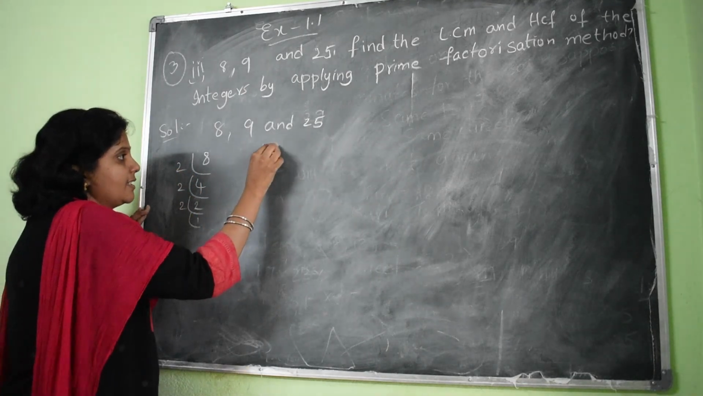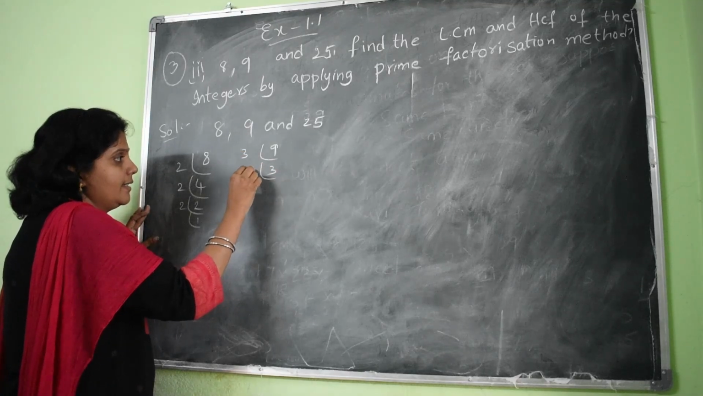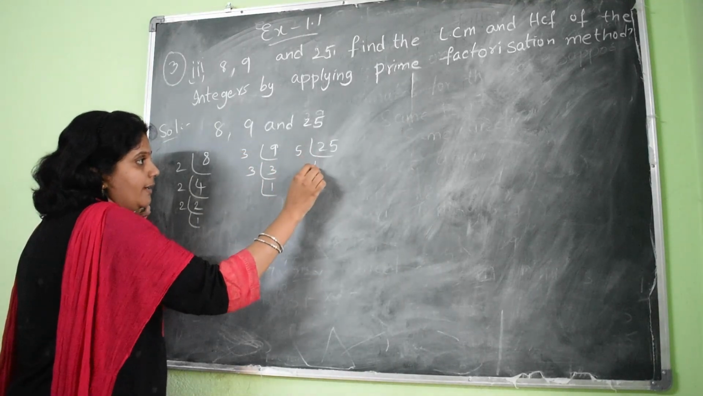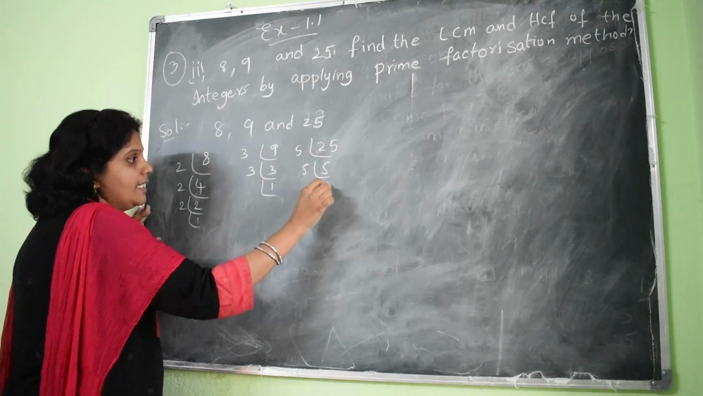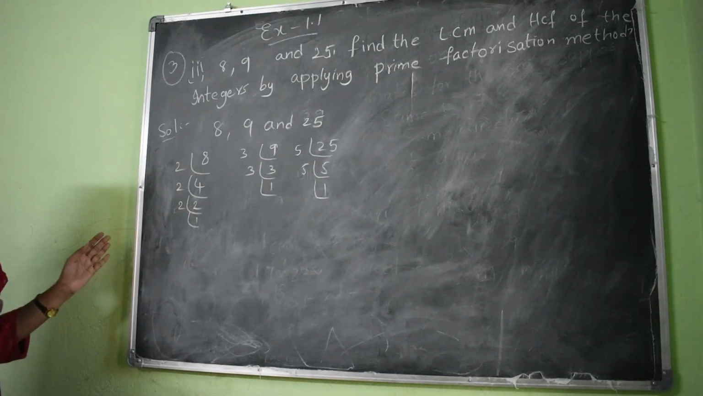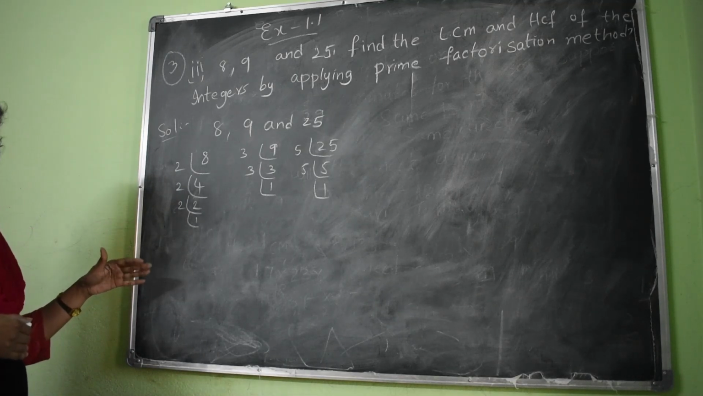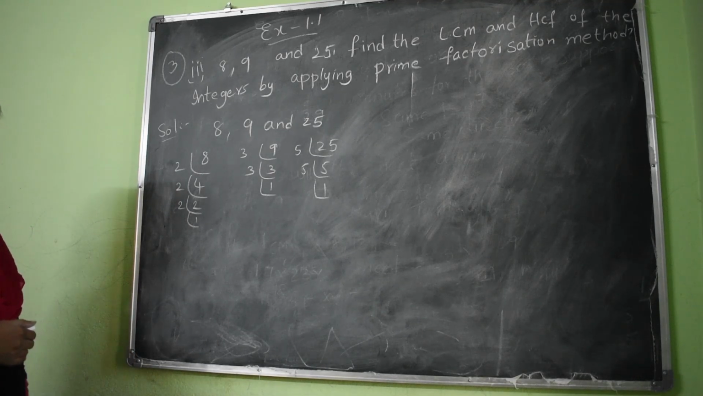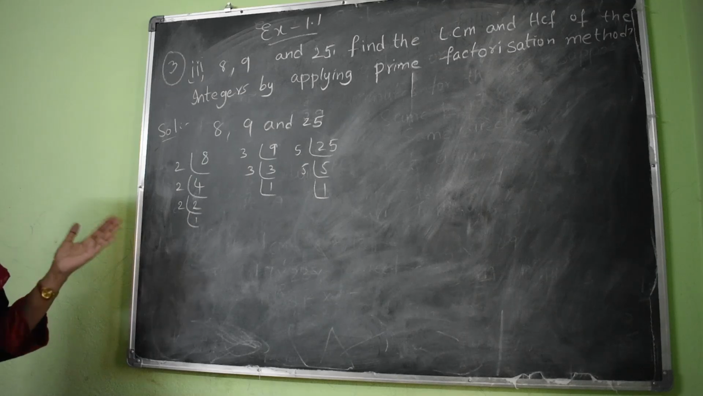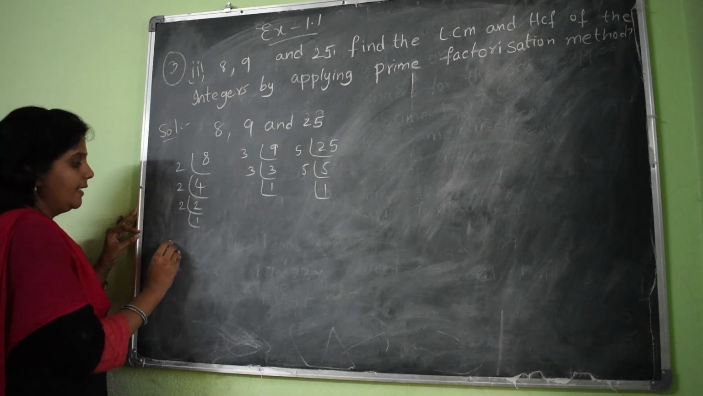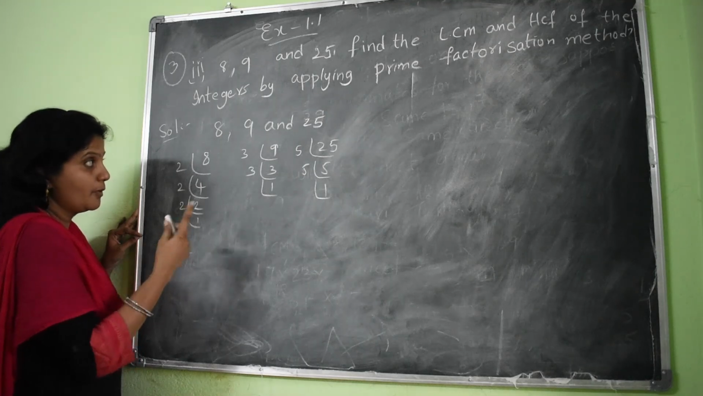So what are the prime factors for 9? 3 3s are 9, 3 1s are 3. And for 25, 5 5s are 25, 5 1s are 5. So these prime factors we are going to find from the 2 table to the 20 table. Okay, in between the 2 to 20 tables only these will lie. So check from this, and in this 2 to 20 we should select only the prime factors. Okay.